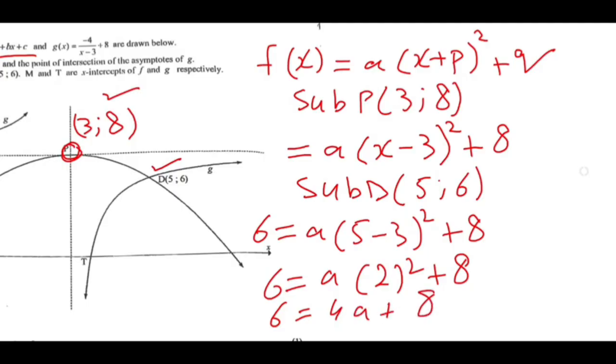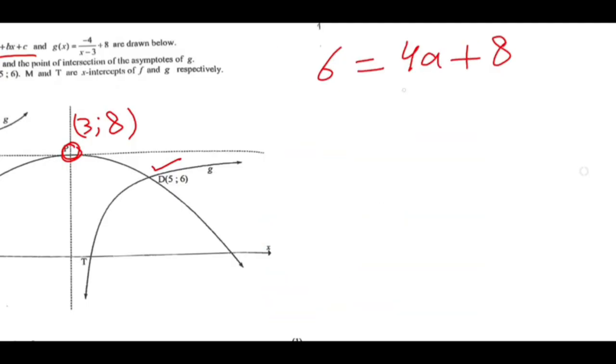Solve for a now here. So 4a plus 8 is equal to 6. Solve for a here. So 4a is positive 6, I pull over this side, the 8 becomes negative, so negative 2. Therefore a is going to be both sides divided by 4. So it's going to be negative 1 over 2. So we got the a.